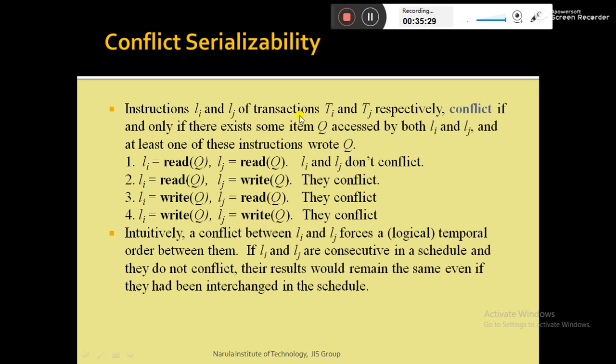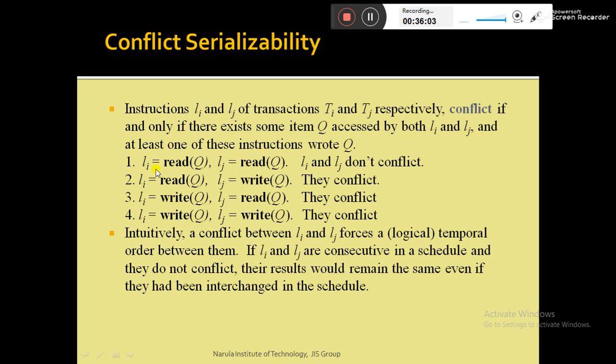Li is the instruction belonging to ti, lj is the instruction belonging to tj. We can say that li and lj are conflicting instructions if both instructions are accessing the same common data item q, and at least one of the instructions, li or lj, is a write q operation. Then we say that li and lj conflict.